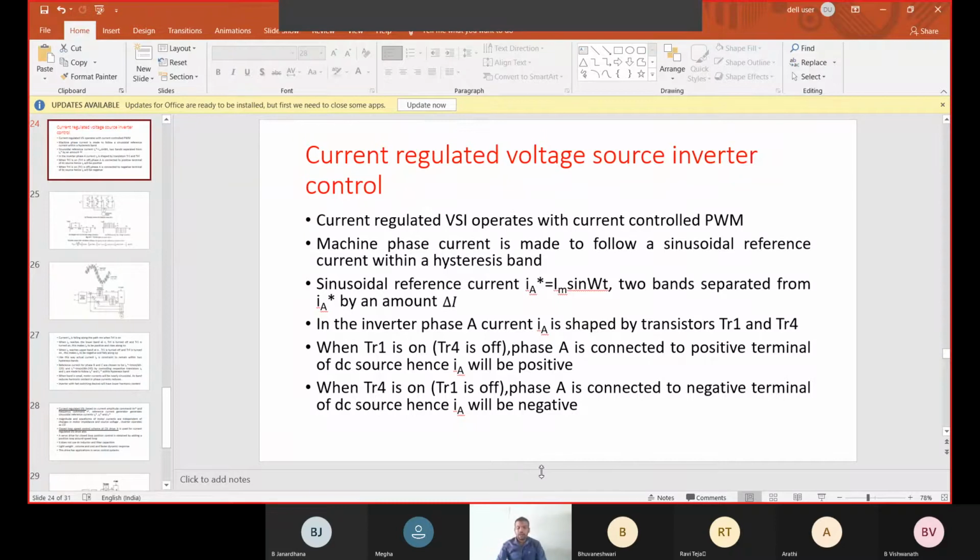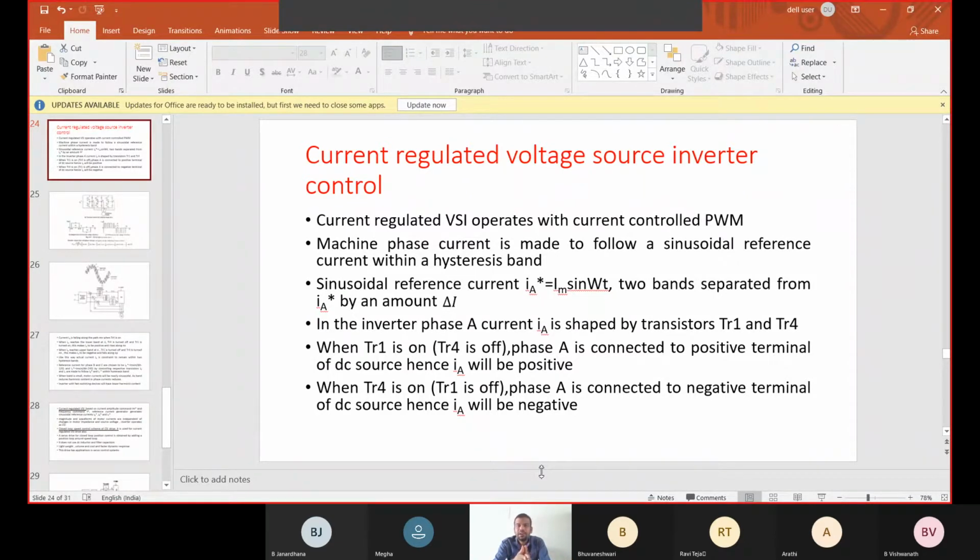So here, the current regulated voltage source inverter mainly operates with current controlled PWM. Normally, the voltage source inverters are fed with the voltage sources only. Based upon different kinds of supplies, the VSI supplies using PWM techniques. There are two types of signals that we can get: one is stepped wave inverters or else PWM inverters. So here we are the same.